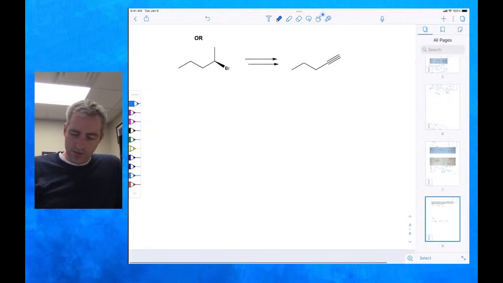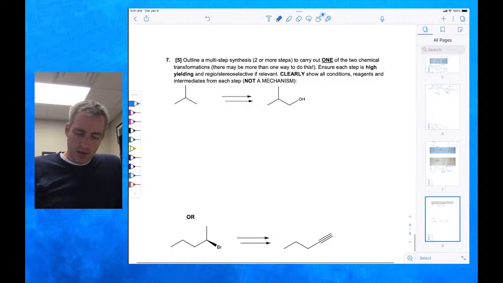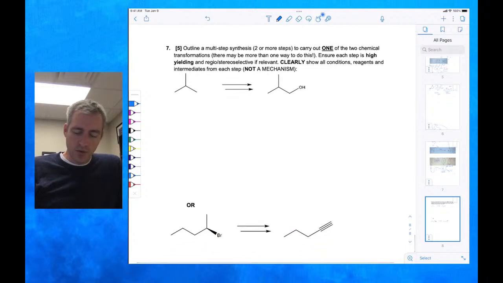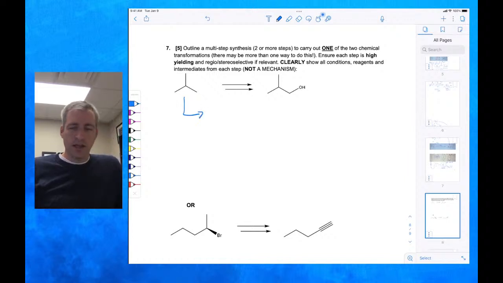All right, everyone's favorite, some more multi-step. This one says, outline a multi-step, 2 or more steps to carry out one of the 2 chemical transformations. We don't want mechanisms, all we want is the reaction conditions with products. And we start with this alkane. So luckily, if you get one of these kinds of questions and you see yourself starting with an alkane, you should celebrate, because there's only one reaction we know that starts with an alkane, which is radical halogenation. So we're going to be doing a chapter 9 radical halogenation on this particular molecule.